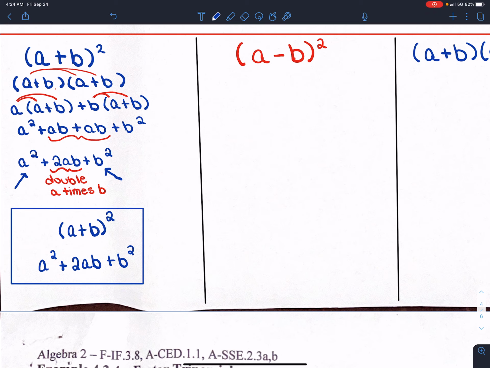Okay. All right. I want you to pause the video and I want you to try to do these steps here that I did with the a minus b squared. Then I want you to come back and check your work doing all those same steps, but instead of a positive, this time there's going to be a negative. All right. Go ahead and pause the video. When you're done with that, come back and check.